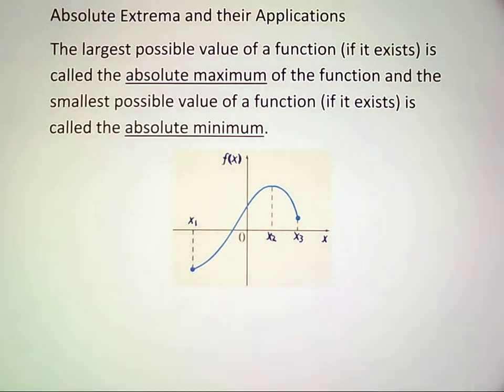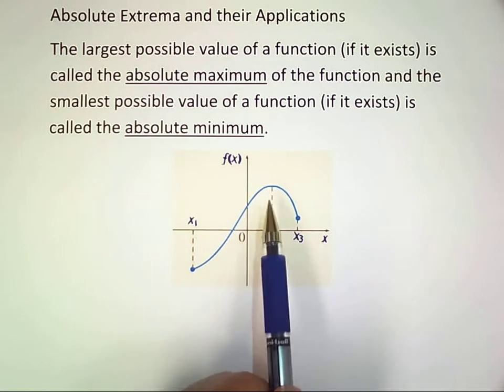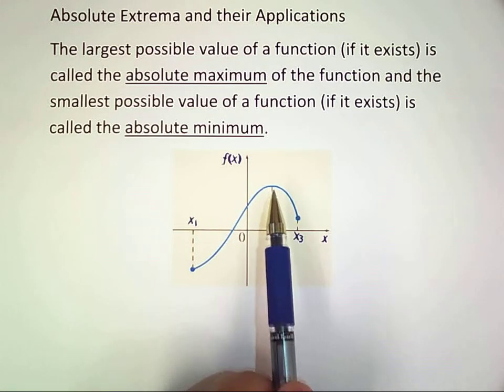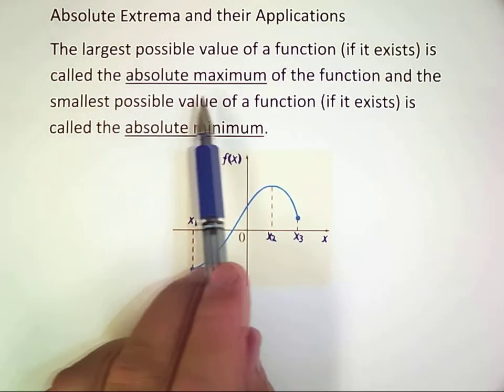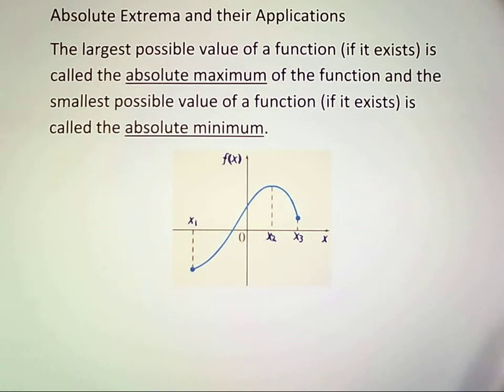You're already familiar with the idea of relative extrema, in other words, relative maximum, relative minimums. Now we want to extend this to the idea of an absolute extrema, an absolute maximum, an absolute minimum. It's really pretty simple. The largest value of a function, if it exists, is called the absolute maximum of the function. And the smallest possible value of a function, if it exists, is called the absolute minimum. And I guess a picture's worth 1,000 words.